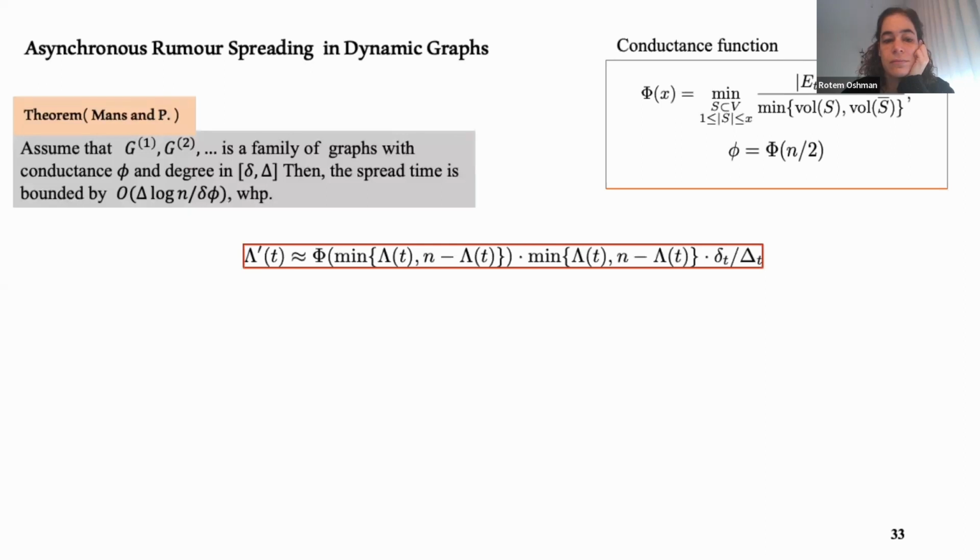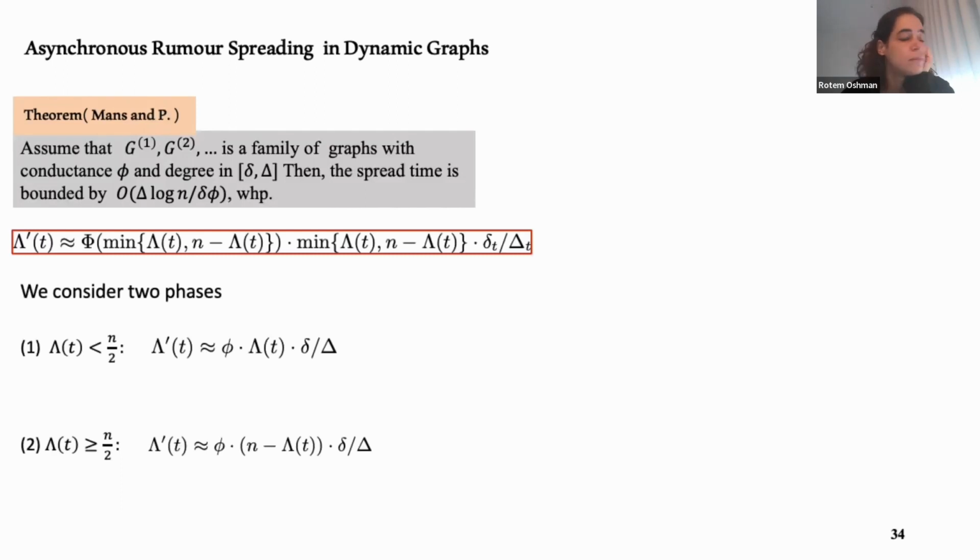Recall that by the last lemma, we proved that the expected number of informed nodes satisfies this differential equation. By a case analysis, we get two differential equations, and by solving them, we hope to get an upper bound for the spread time in this type of dynamic graphs. Note that the Cheeger constant is the minimum value attained by the conductance function. Also, we are going to prove an upper bound for the spread time, so we can replace the conductance function with the Cheeger constant.